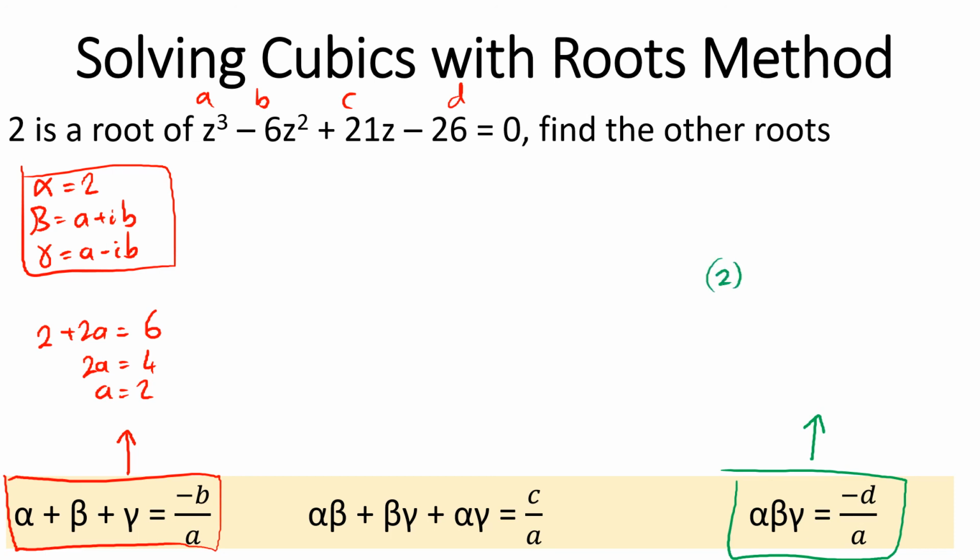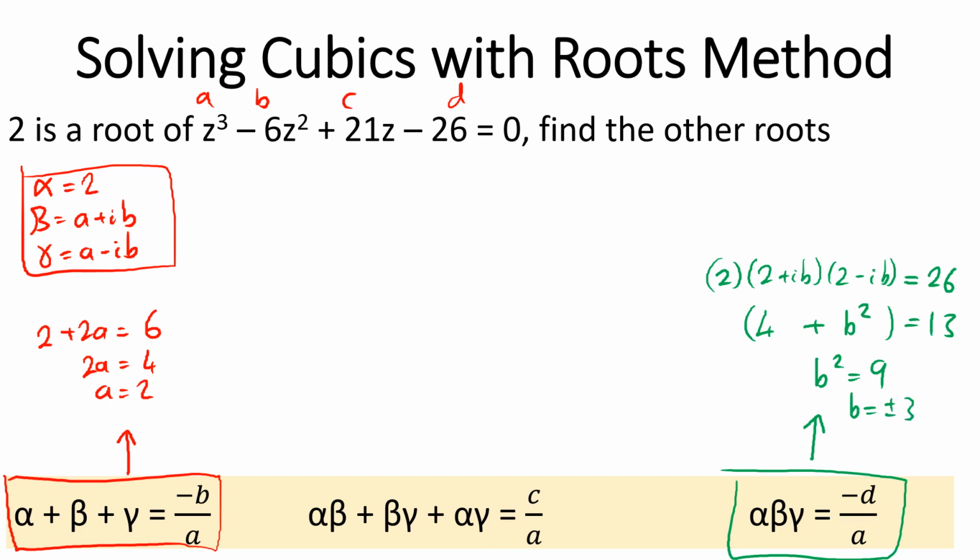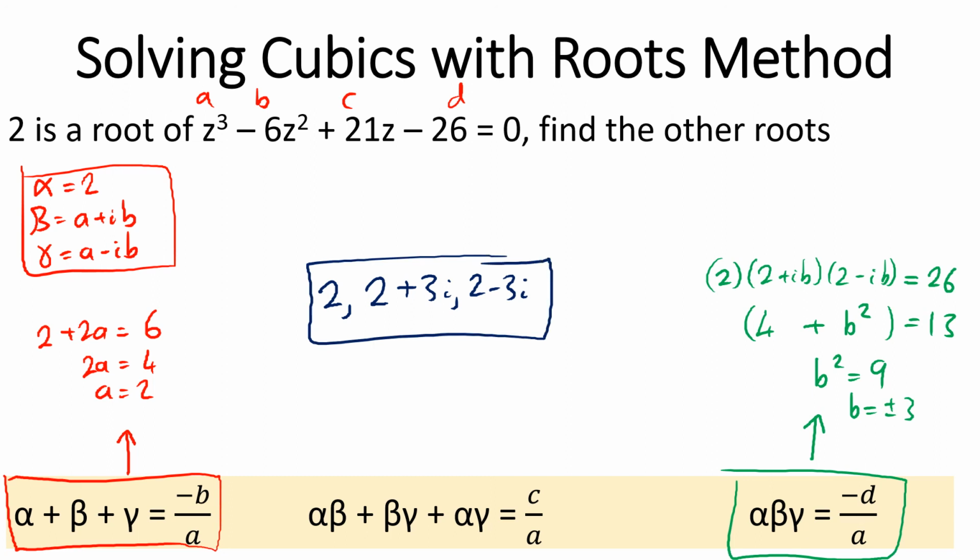From the second equation, I would get alpha, beta, gamma. So I'll get 2 times 2 plus ib, 2 minus ib is equal to minus d over a, so it's equal to 26. So I could actually be sneaky and divide through by the 2, so I think I will do. And that just leaves me with the bracket to expand. That'll give me 4, and we know the middle terms will cancel out, so we may as well just go straight to saying 4 plus b squared at this stage. So b squared is 9, so b is plus or minus 3, and that'll give me that my roots are, as expected, 2, 2 plus 3i, and 2 minus 3i, just putting those two facts together.